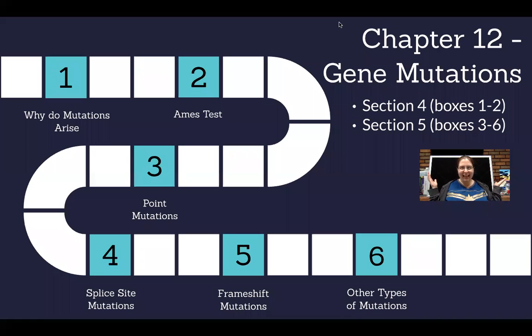Hello once again. So here we are back with chapter 12, which is on gene mutations. Now last time we looked at sections 1, 2, and 3, and that was just a basic understanding of what mutations are. We talked about 2 beta globin gene mutations, so mutations in the beta subunit of hemoglobin, and those were sickle cell disease and beta thalassemia.